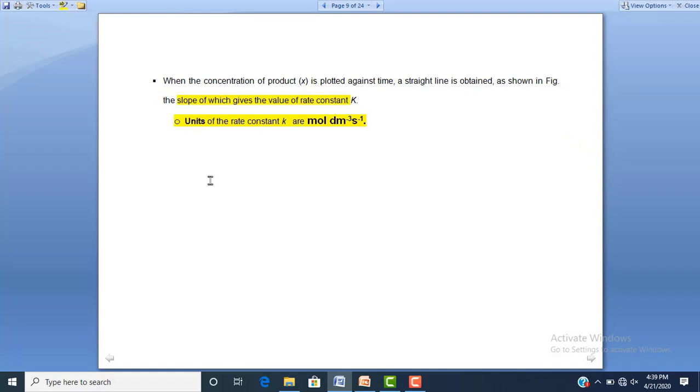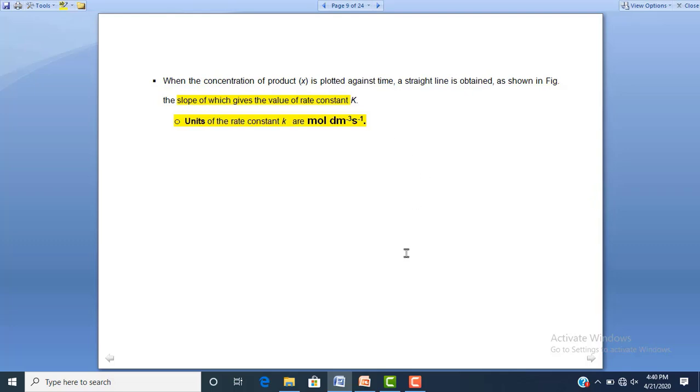At the end of the zero order reaction, what will be the unit of the rate constant? This rate constant will be equal to mole per decimeter cube per second.